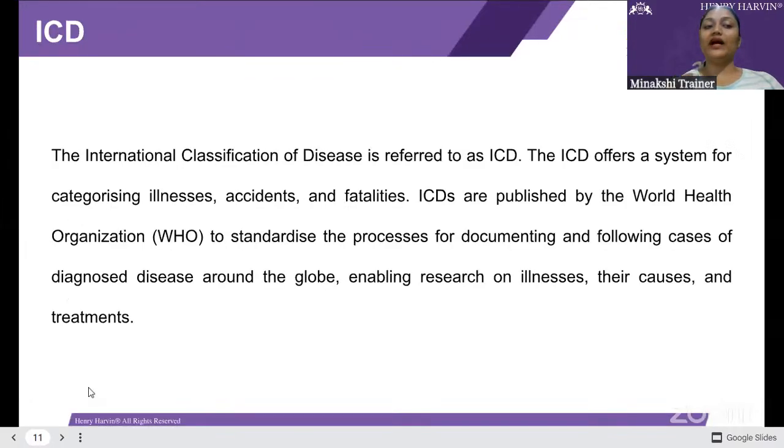Regarding each type of coding, we will be discussing. And once I have explained the three types of coding, then I will be explaining your CPC examination. What is the CPC examination?